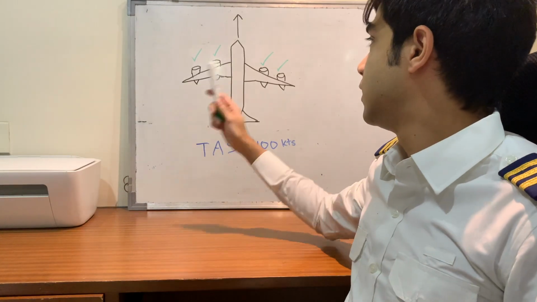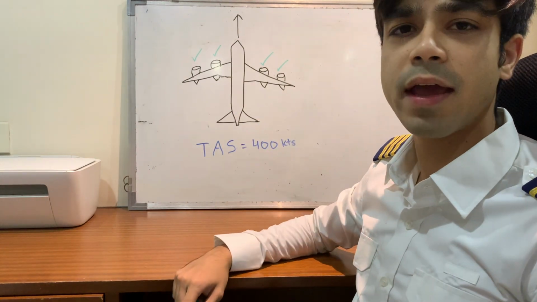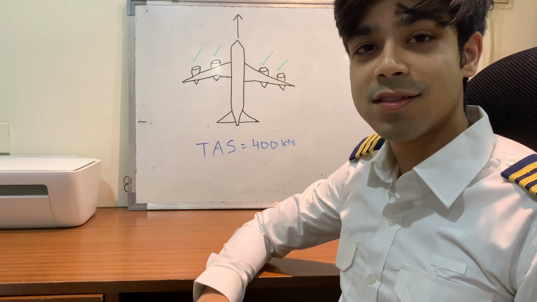Now let's talk about the second thing. For example, we have an airplane which has 4 engines with all the engines operative, is flying at a TAS of 400 knots. Let's say there is a situation.